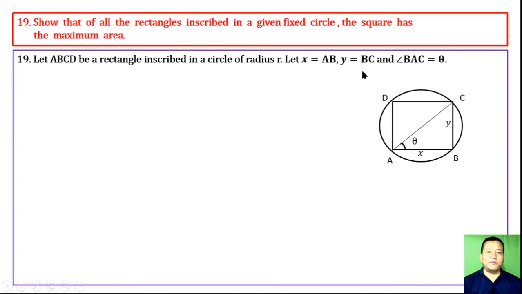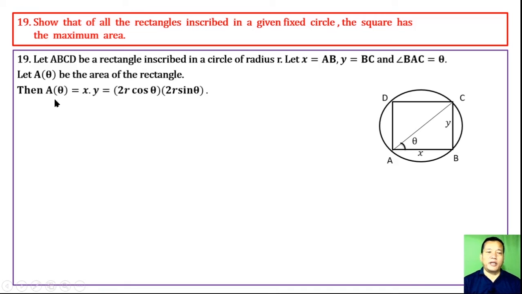Let ABCD be a rectangle inscribed in a circle of radius r. Let x equal to AB and BC equal to y. Angle BAC equal to theta. Let A(theta) be the area of the rectangle. Then A(theta) is length into breadth, x into y.